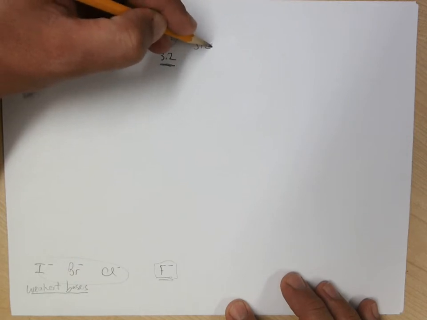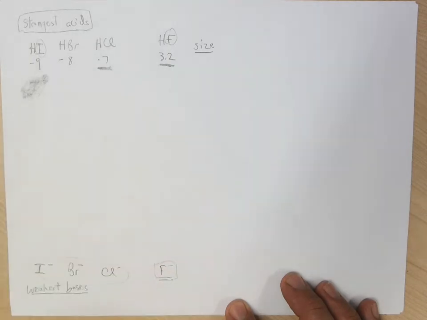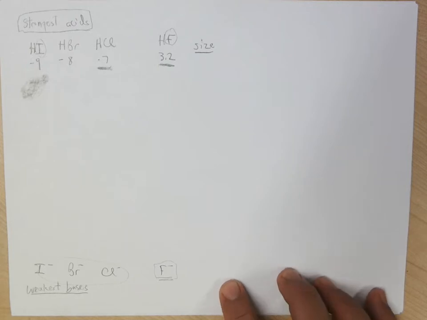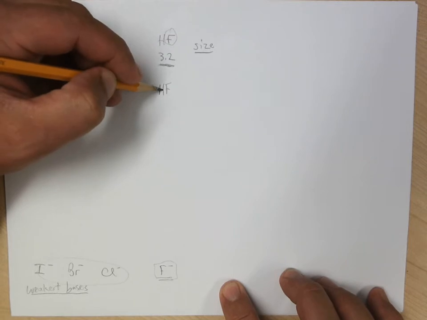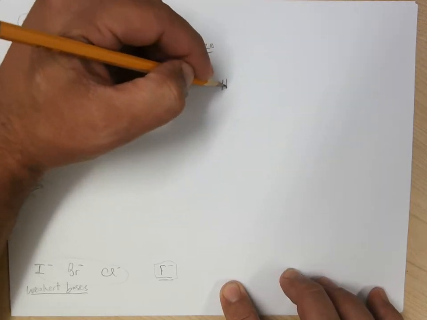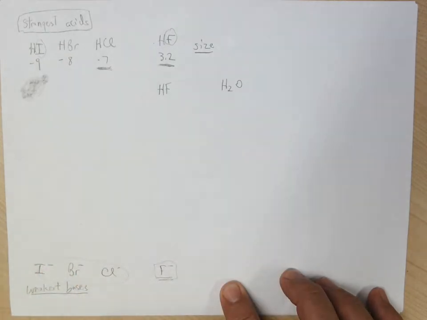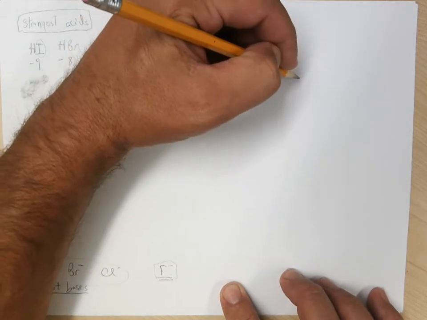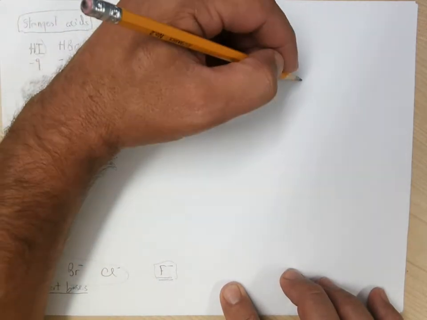The thing that this series shows us is the effect of size of the atom attached to hydrogen and how it affects acidity. Right, and then I can use this as a starting point, HF at 3.2, and now without changing the size of the atom attached to hydrogen too much, we can change the electronegativity of the atom directly attached to hydrogen.